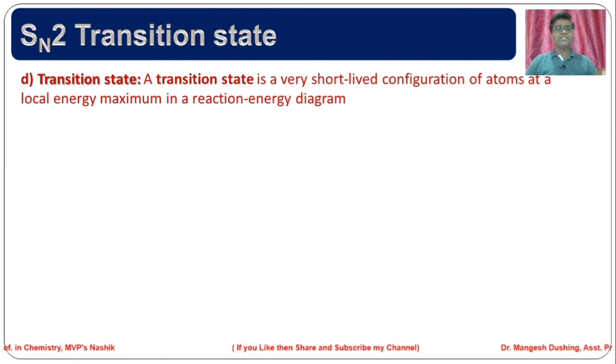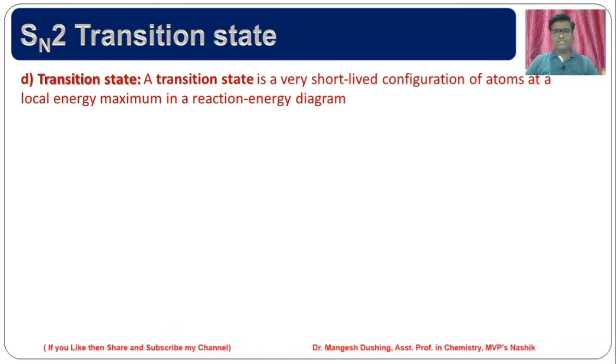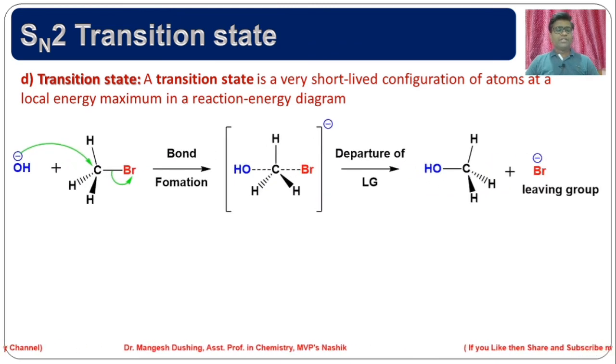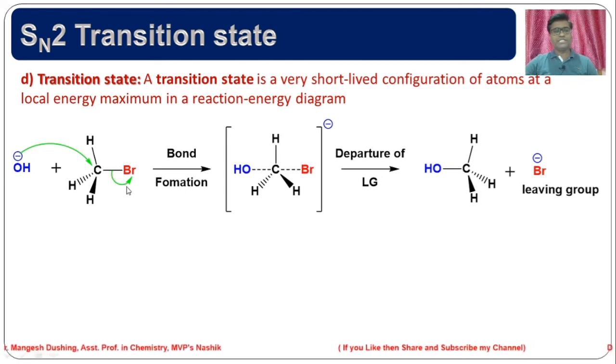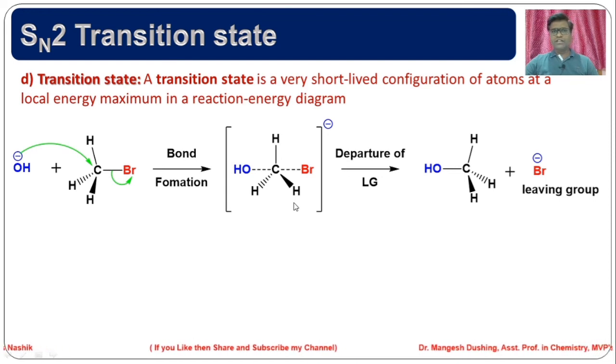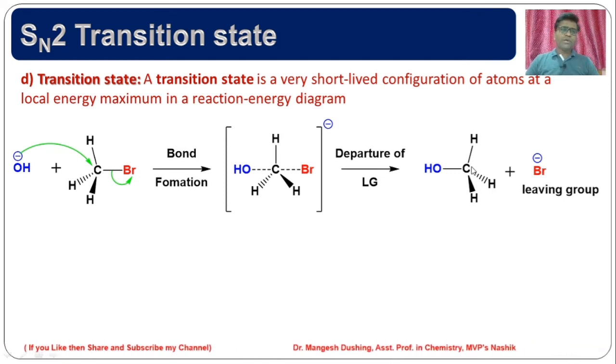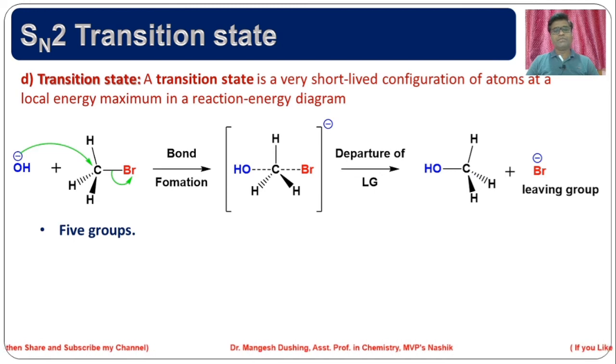Now we will see what the transition state is in the SN2 reaction. A transition state is a very short-lived configuration of atoms at the local energy maximum in the energy profile diagram. In this SN2 reaction, as we know, this is a concerted mechanism: OH attacks the carbon, the C-Br bond breaks, and this is the transition state we get. Then this very short-lived transition state breaks down into the product, that is methanol. So what are the properties of this transition state? We will see one by one.